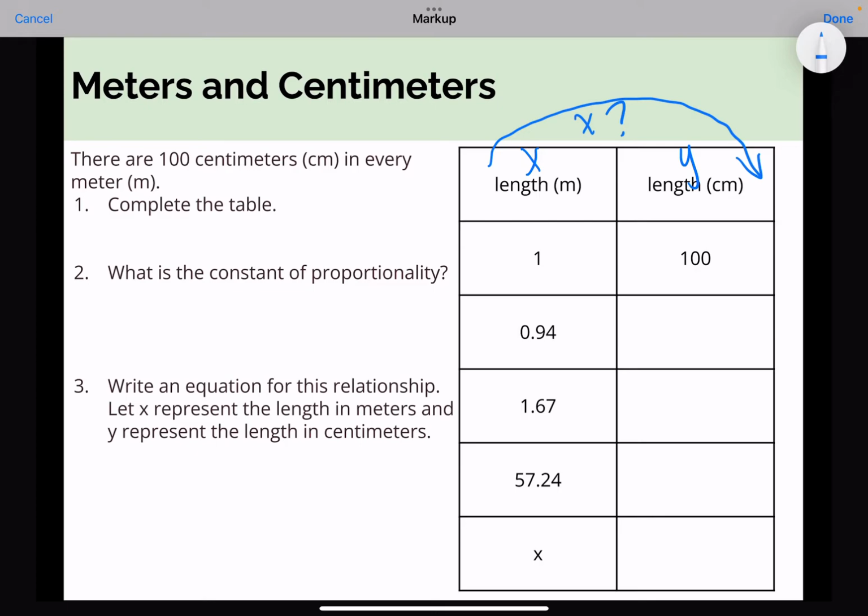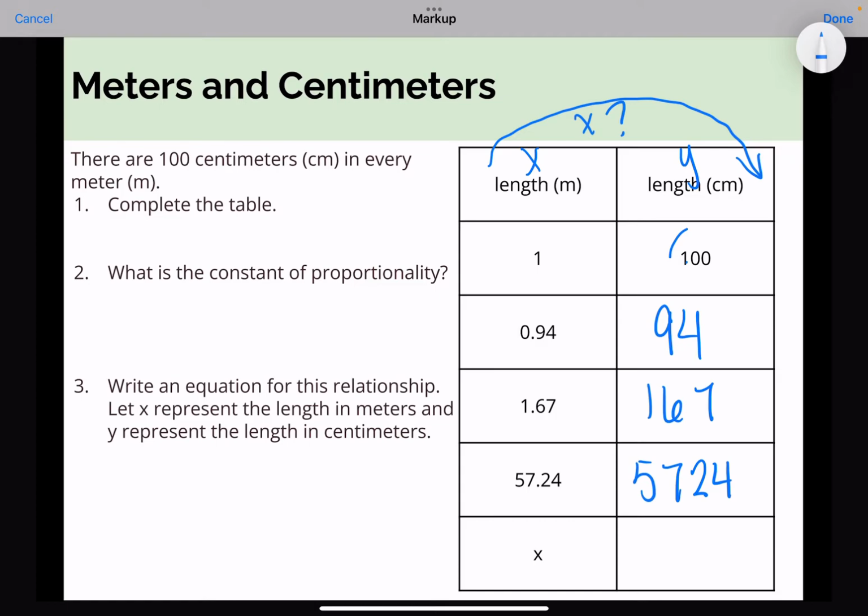Okay, so from our length in meters to our length in centimeters, we know that 1 times 100 is going to give us 100. So we're going to take all our lengths in meters and multiply them by 100 to get our lengths in centimeters. So 0.94 times 100 is 94. 1.67 times 100 is 167. And 57.24 times 100 is going to be 5,724.